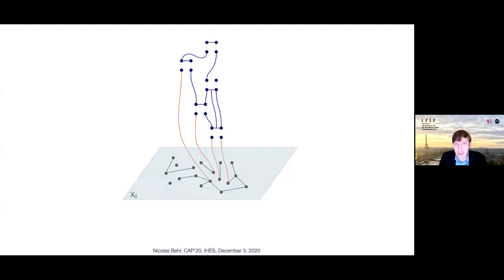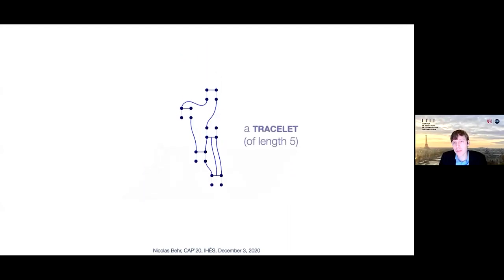And the way to do it is to first put, as first-class citizens, so to speak, these interactions of rules. So in some shape, to produce these types of diagrams with a recursive or other generative mechanism and to reason about their combinatorics. And these objects are what I call tracelets.